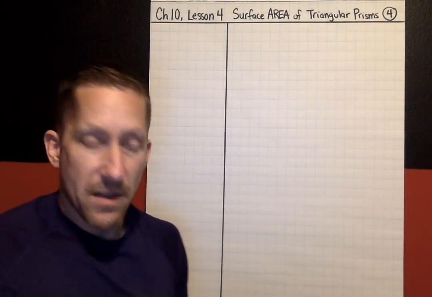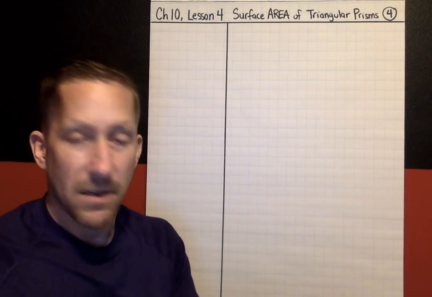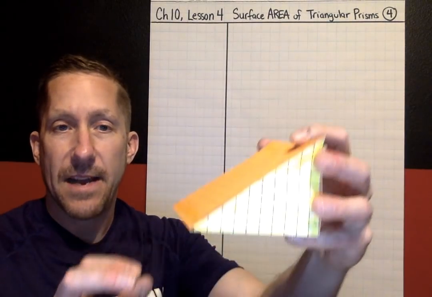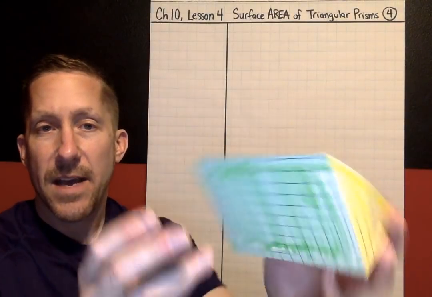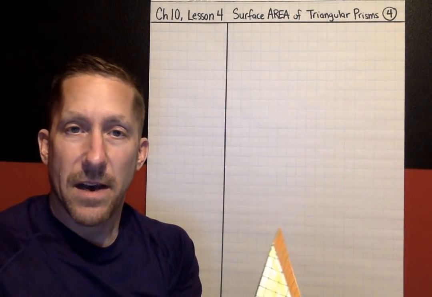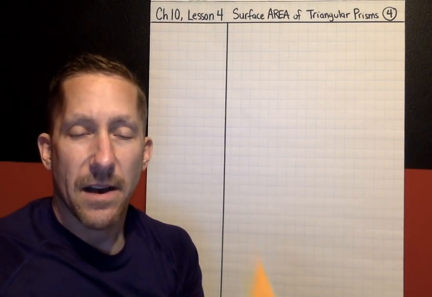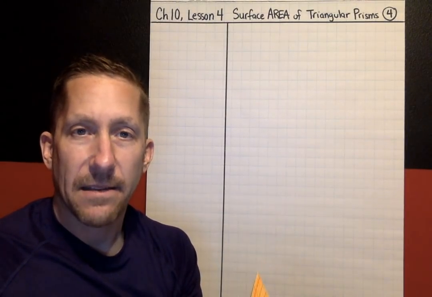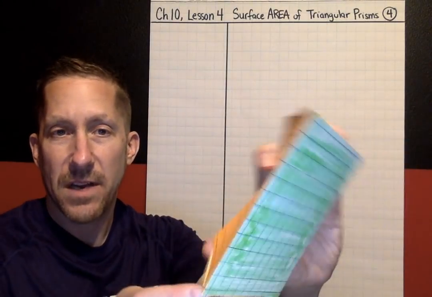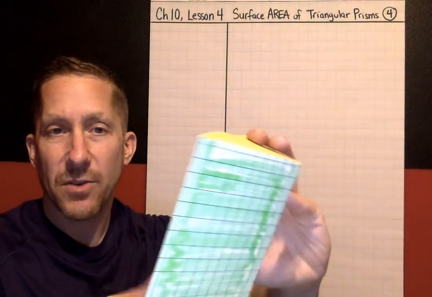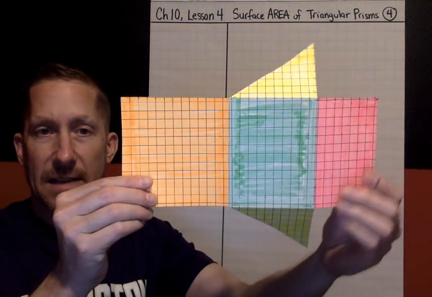I have another triangular prism that I wanted to show you just to model what we're trying to find today. Here's a triangular prism that's built, and I know that you looked in the lab before this lesson. You explored how to make a net or a flat pattern for triangular prisms. Well, here's an example. If I take this triangular prism and I unfold it, it's going to look like this.